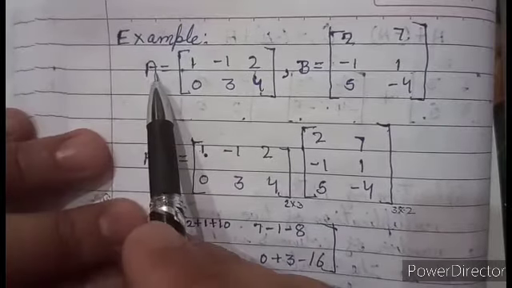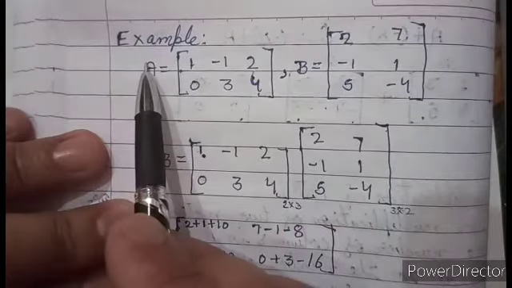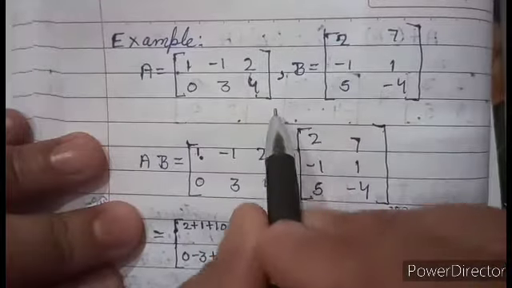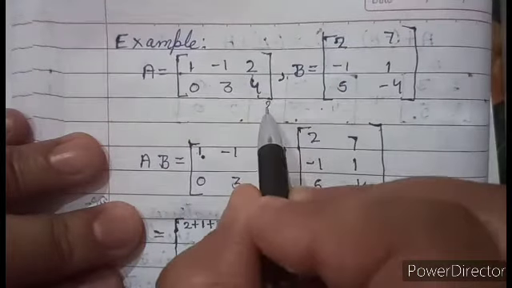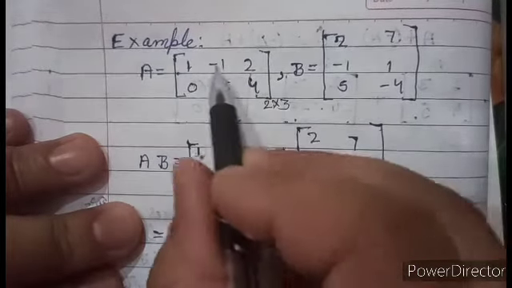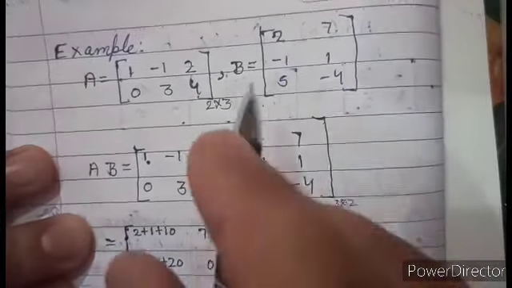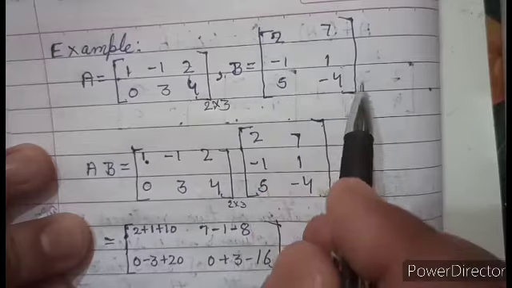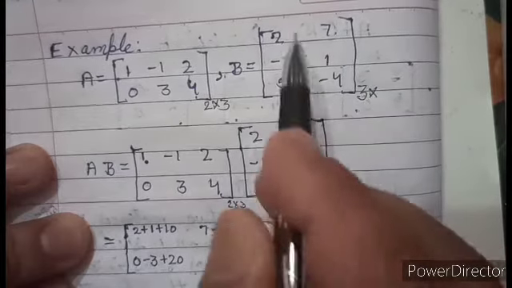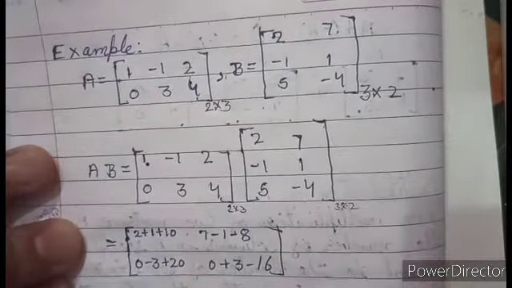Now, let us understand the product of matrices with the help of an example. I have taken two matrices A and B. Matrix A is of order 2 by 3. It has 2 rows and 3 columns. Matrix B has 3 rows and 2 columns, so it is 3 by 2.